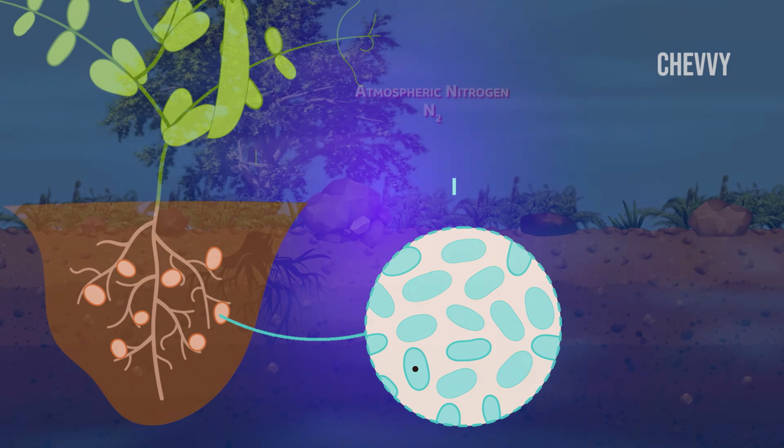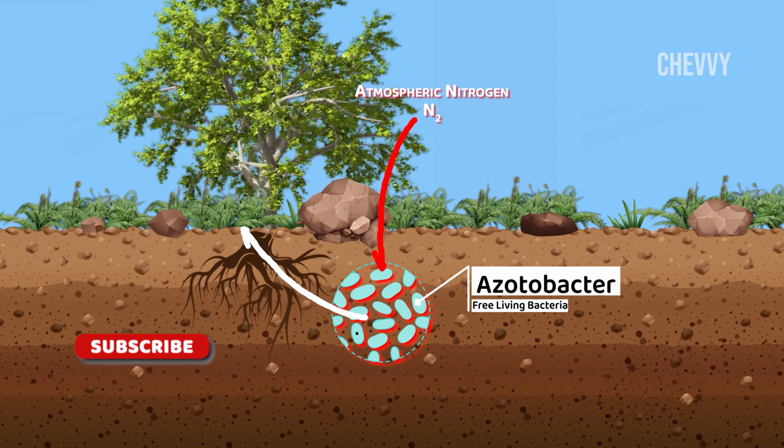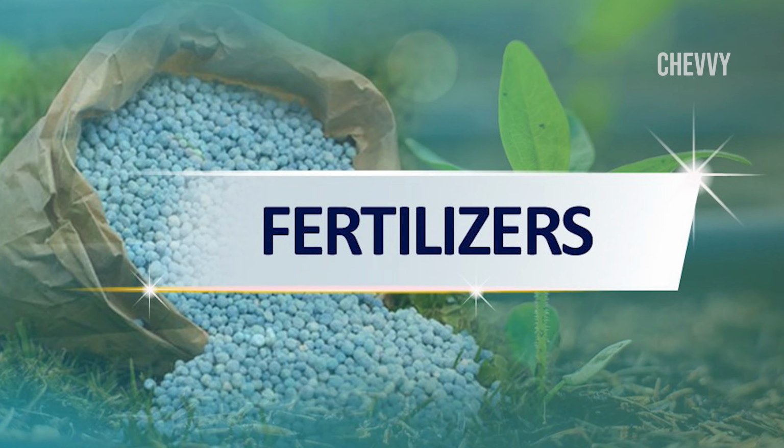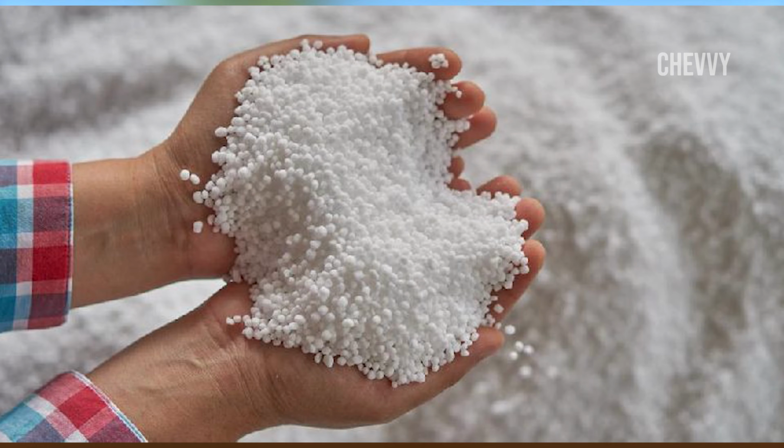Some bacteria live freely in soil or water and can fix nitrogen without this reciprocal relationship. Azotobacter is an example of free-living bacteria. This bacteria can also produce forms of nitrogen that can be used by other organisms. Nitrogen can be added through synthetic fertilizers such as ammonium nitrate. It is a form of nitrogen that is added to the soil and used by plants.